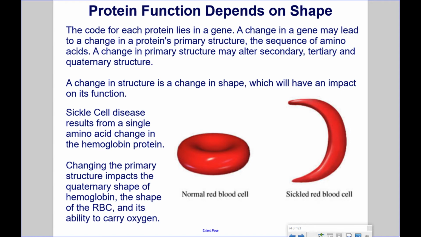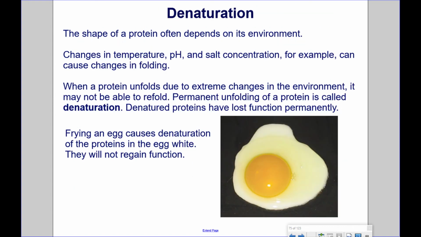Sickle cell disease results from a single amino acid change in the hemoglobin protein. Changing the primary structure impacts the quaternary shape of hemoglobin, the shape of the red blood cell, and its ability to carry oxygen. We see a normal blood cell on the left, that donut-shaped cell that could just glide through blood capillaries very easily, versus the sickled red blood cell which cannot flow as easily.